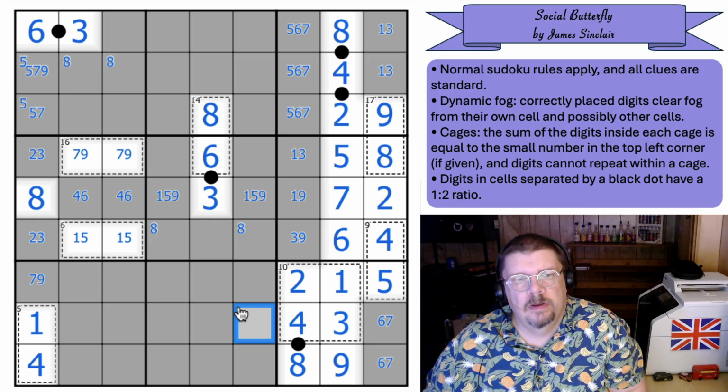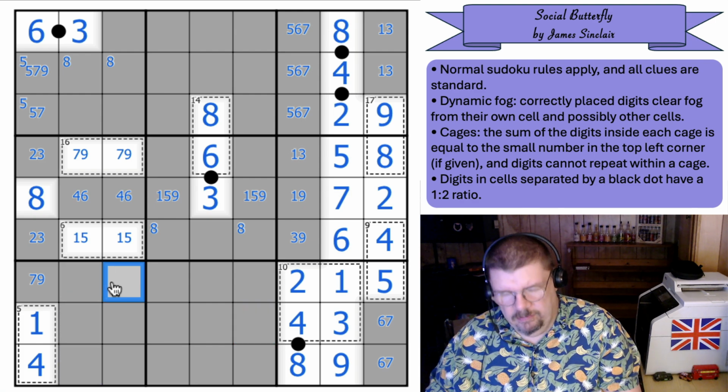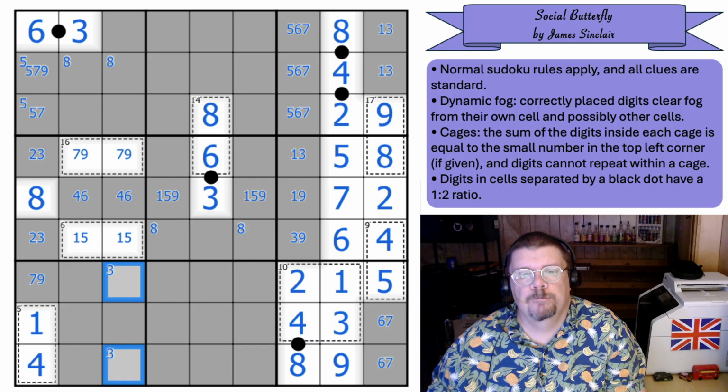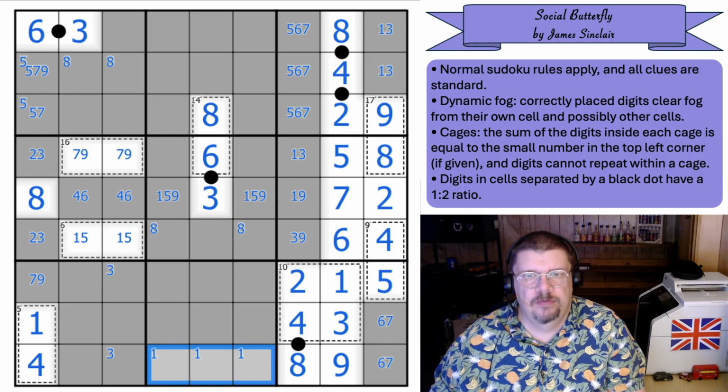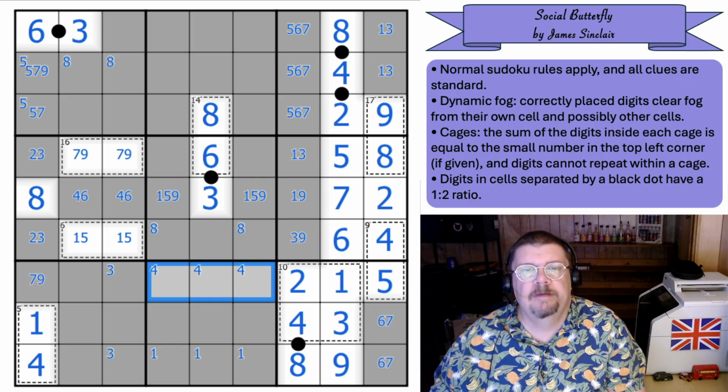So what am I missing? Okay, 3 is not there. 3 is in one of those 2. I don't see how that helps. 1 in one of those 3. There's a 4 in one of those 3.